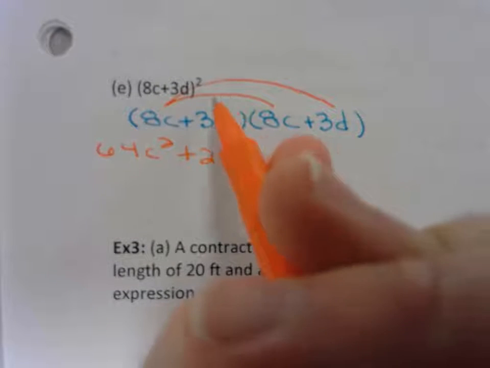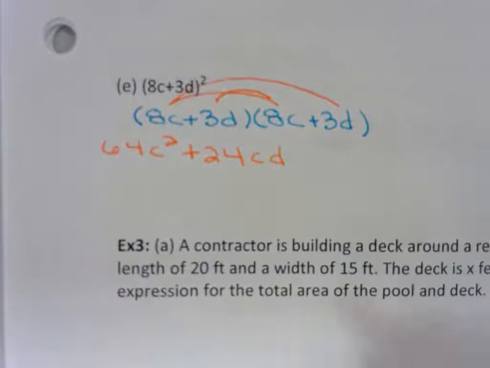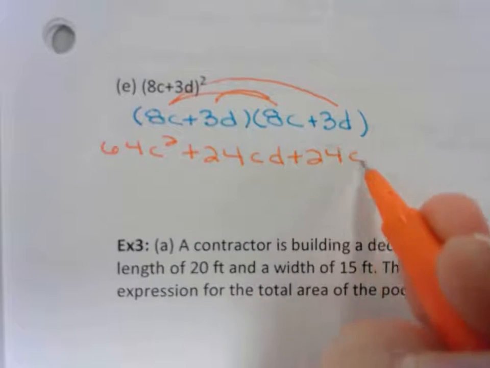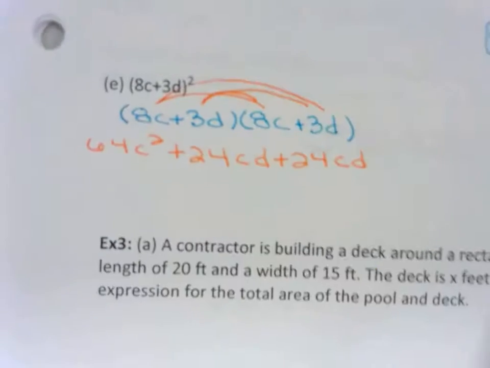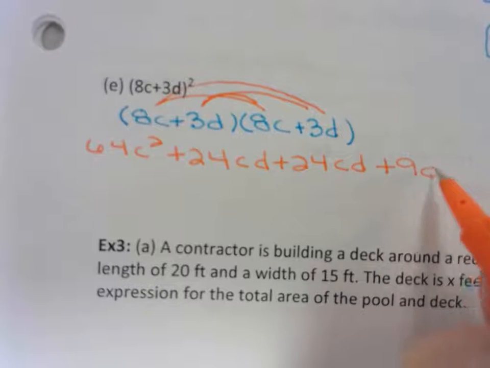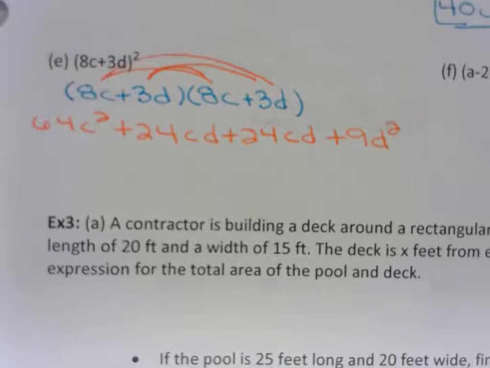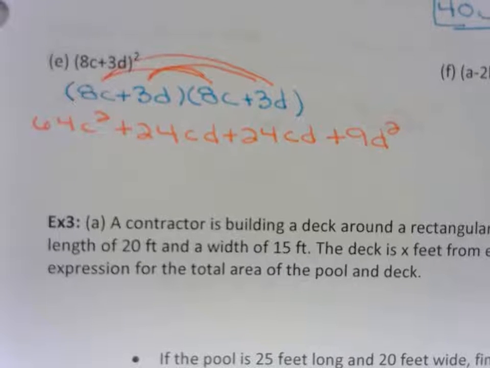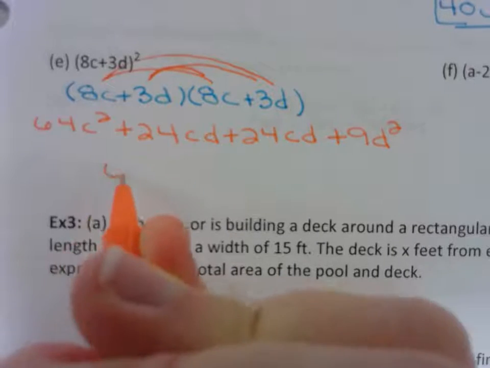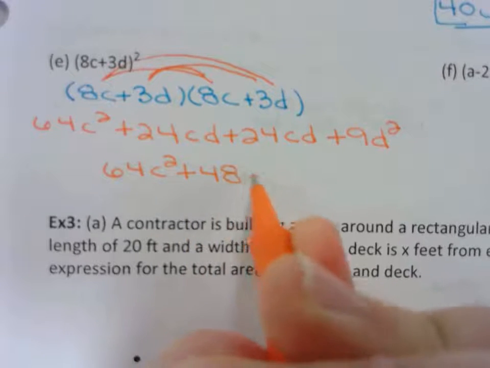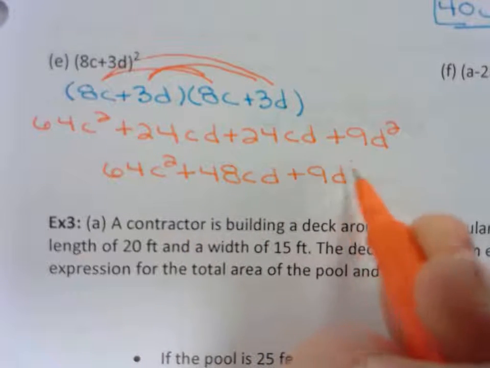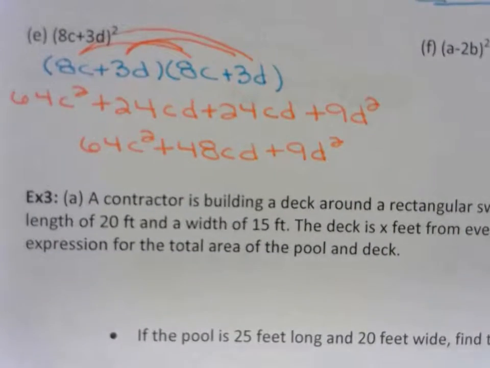3d times 8c, the inside two, 24cd. Or dc, it doesn't matter the order you put them because it's multiplication. And then my last two, 3d times 3d, 9d squared. So it's a binomial times a binomial, so we just FOIL that. As I go through, combine my like terms, which two can I put together? So 64c squared plus 48cd plus 9d squared. Good. And that is your answer.